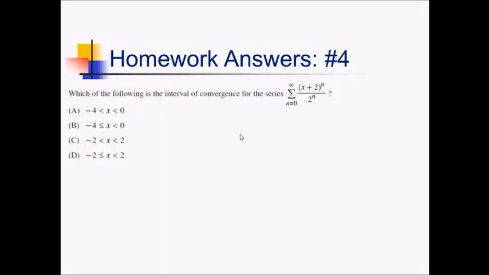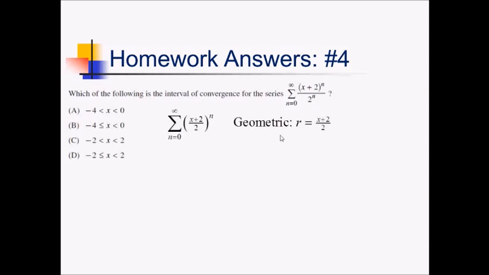On this problem, we want to know the interval of convergence for this series. So I'm going to rewrite this to make it a little easier to work with. Since these are both being raised to the nth power, I'm going to write this as x plus 2 over 2, all raised to the nth power. And I see when I do this that this is a geometric series. We have a repeated multiplication by x plus 2 over 2, so that's actually our r value for this one.